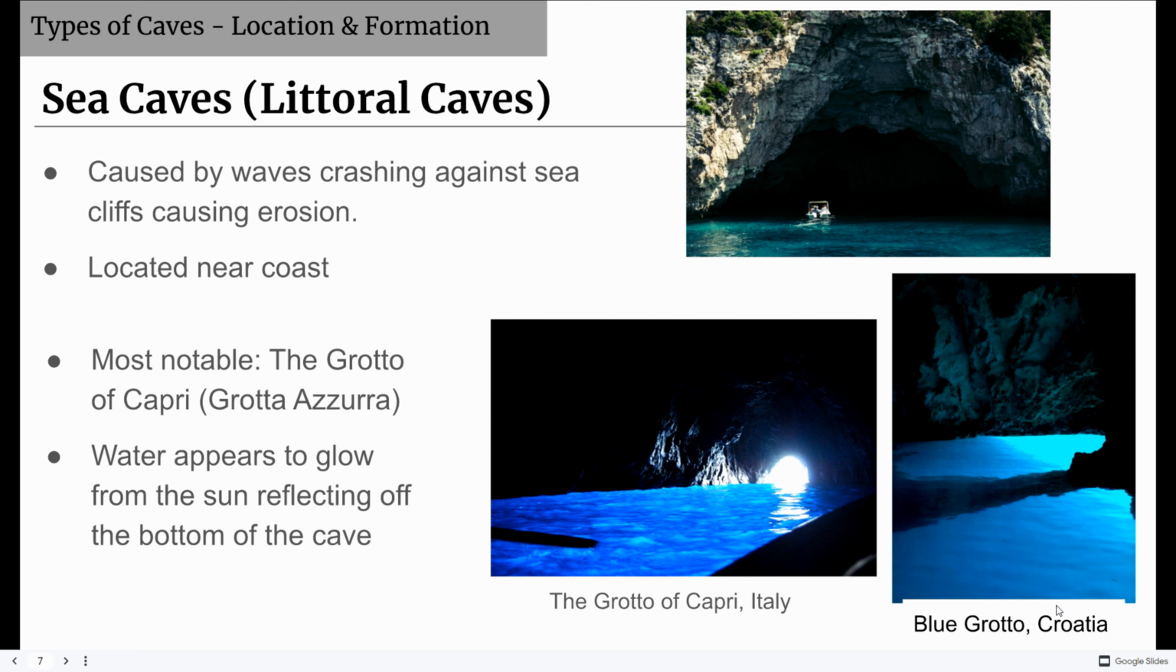They are sea caves where there is a light source coming in, and they're shallow enough that the light source reflects off the bottom of the cave and causes this bluish glow. On the left, you have the Grotto of Capri in Italy, which is an image that actually came from one of the royalty-free websites. And then the right is the Blue Grotto in Croatia, and one of our collaborators for this project actually went there and took that picture.